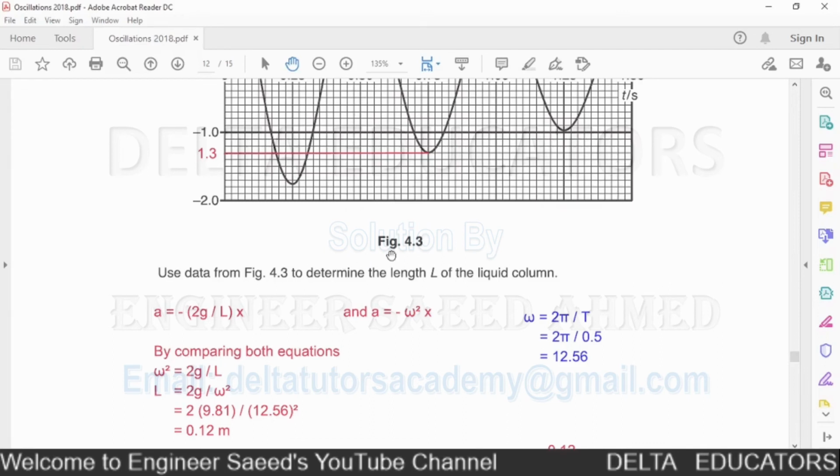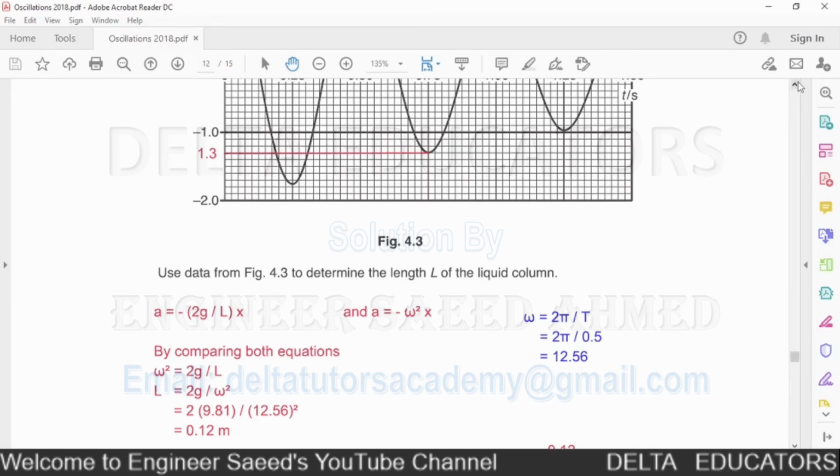Here we have to find out the value of length L, so we have to make L our subject. When we make L our subject, we will get L is equal to 2g over omega square, where omega is the angular frequency and g is the acceleration of free fall. Acceleration of free fall we know is 9.81, but first we have to find out the value of omega, the angular frequency.